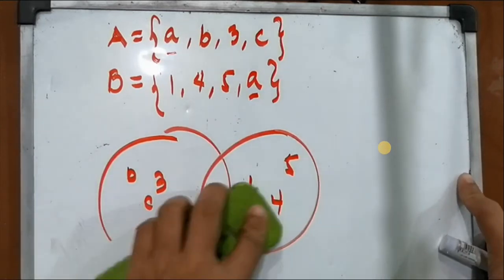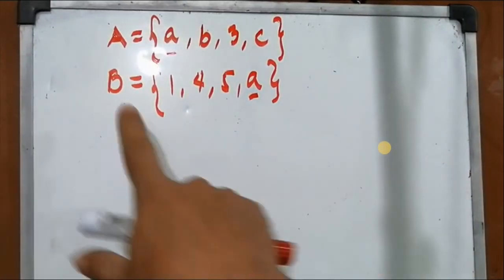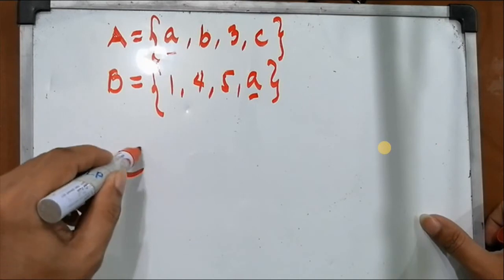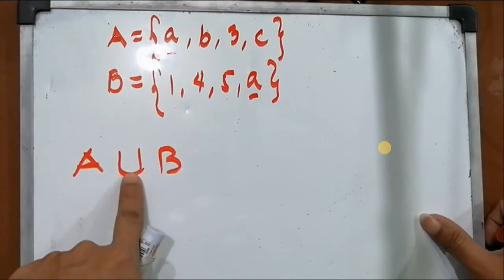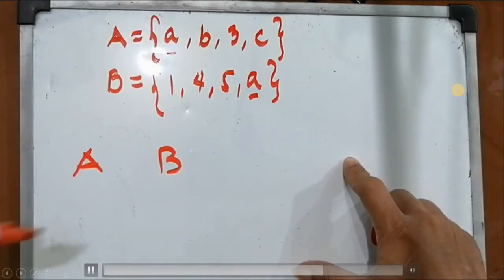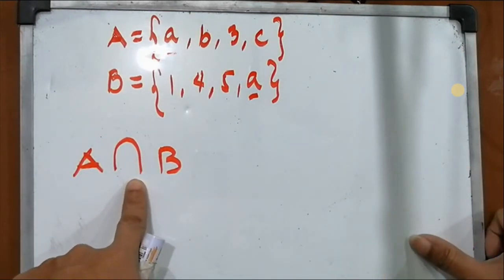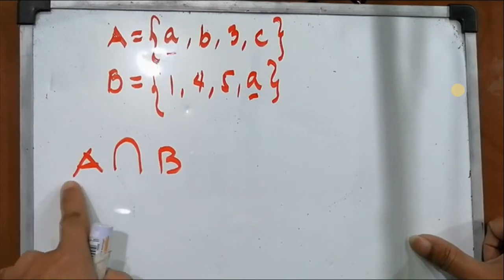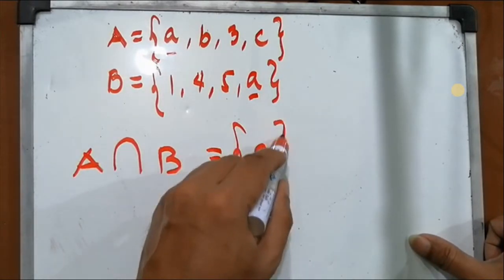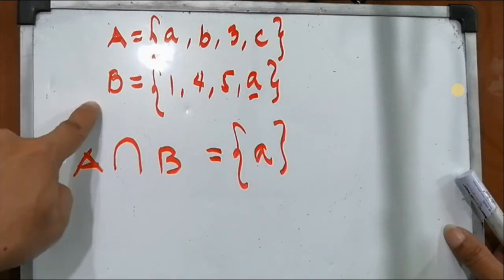So writing mathematically the illustration of the intersection of two sets. Kanina ang ginamit natin is A union B, the symbol for union. So when we talk about intersection, we will use the symbol of the intersection of two sets. So A intersection B is A, because A is the only element that is common to both A and B.